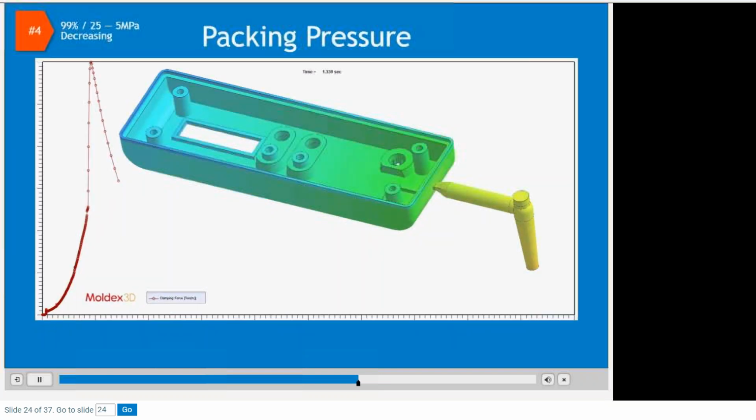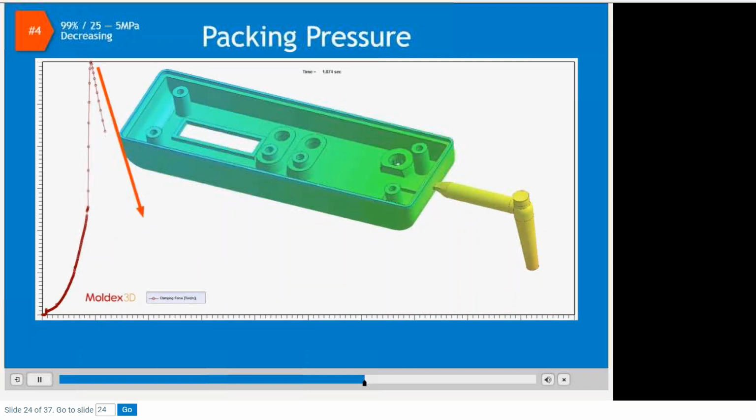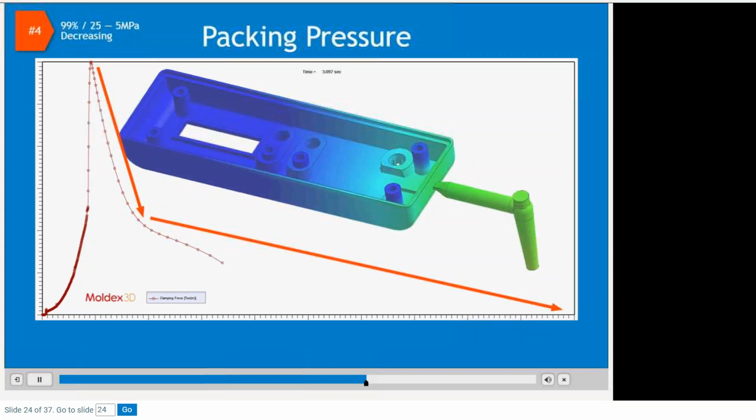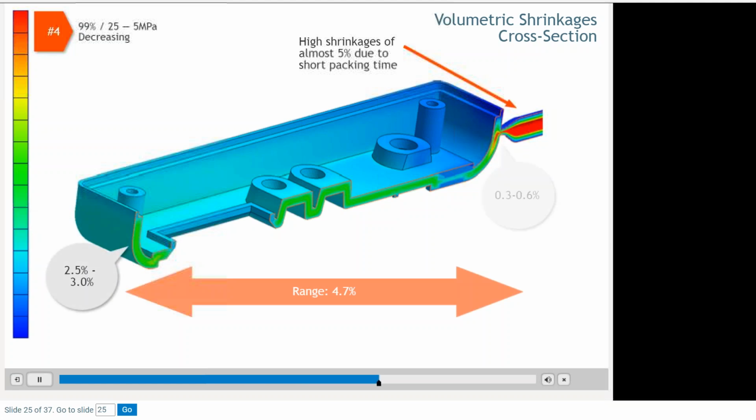The pack pressure and clamp tonnage graph shows a steep decline in clamp tonnage requirements immediately after the part is filled and is switched to packing. Then the curve declines gradually for the remaining 8 seconds until packing is completed. The cross-section shows the highest volumetric shrinkages near the gate. This is a common result when there is an early and excessive reduction in pack pressure. Shrinkages at the end of flow are between 2.5 and 3%, and near the gate about 0.3 to 0.6%.